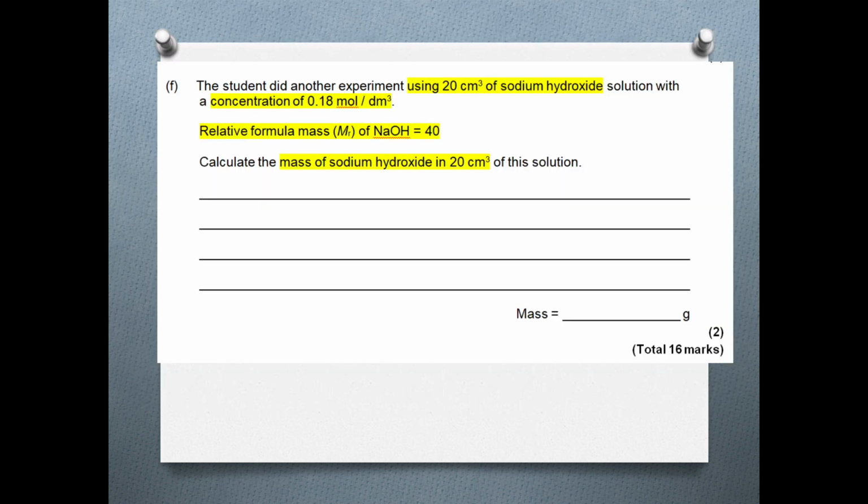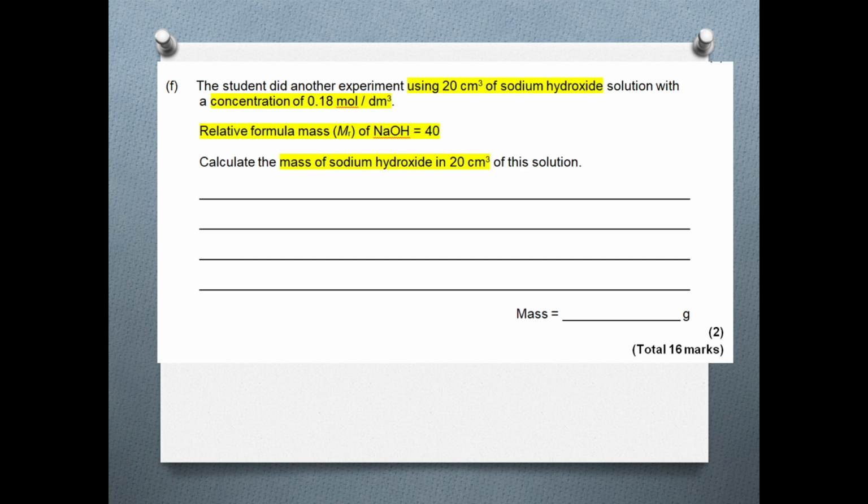So this question here is a really good question. It's 2 marks, but I reckon I'll say probably stretch and challenge question, because you're required to actually use 2 different formula triangles for this. The student did another experiment using 20 centimetre cubed of sodium hydroxide. Straight away I'm going to underline that, with a concentration of 0.18. So I'll underline that value as well. They're giving you relative formula mass, and they're asking to calculate the mass.